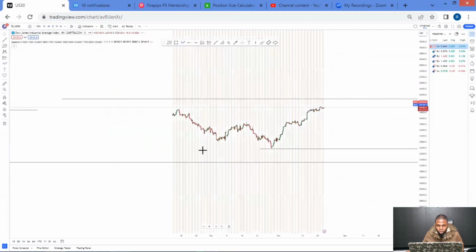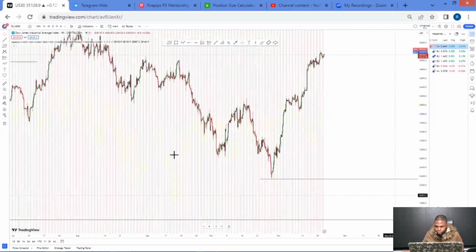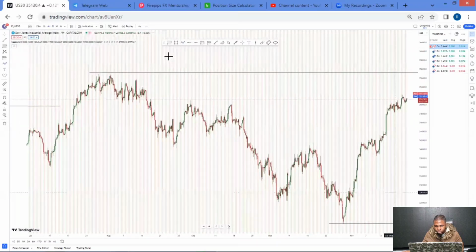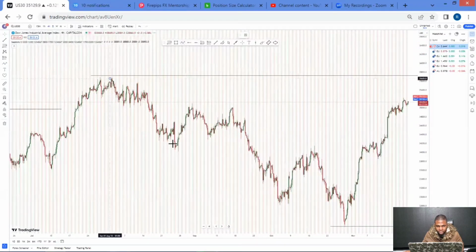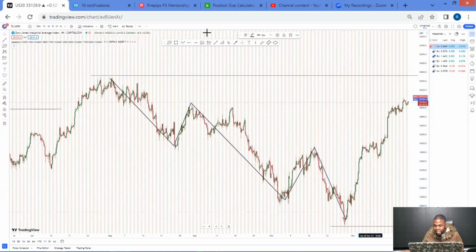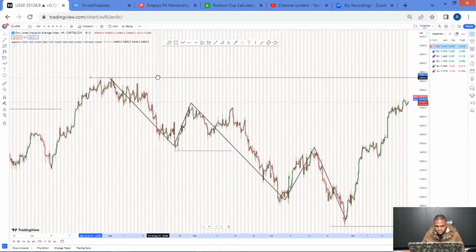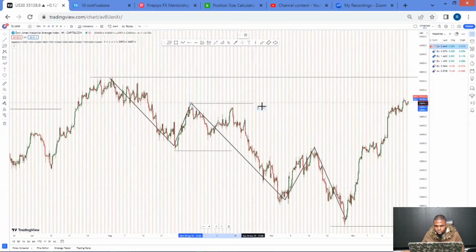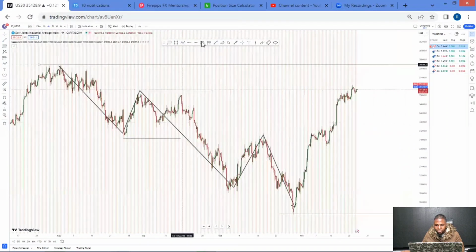Switching to H4. This is major structure. Let's go to H4. Do you see what I'm saying here? This is a micro structure to the daily time frame. So now let's mark this out. The low. This was the high. The low. The high, to give the low.